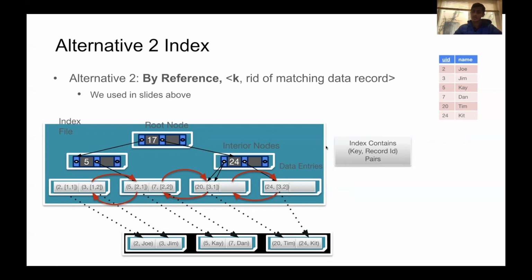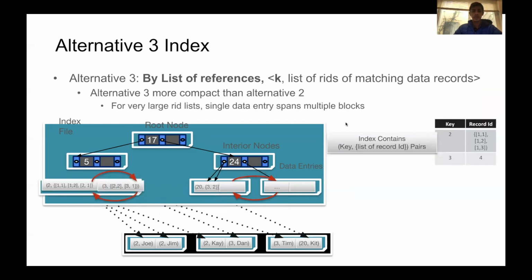And one thing that you might be asking as a follow-up though is, well, hang on, there's only one pointer per key. So if I had a bunch of duplicate keys, let's say, for example, that I had 15 different Joes in this table, would I have to have 15 different duplicate keys? And the answer is yes, you do. And that is why some people have this thing called alternative 3, where now for each unique key, you'll have that key in the leaf node and a list of record IDs of matching data records.